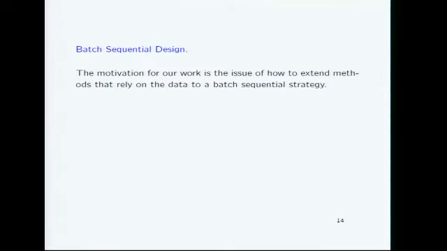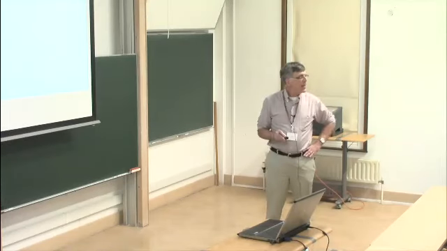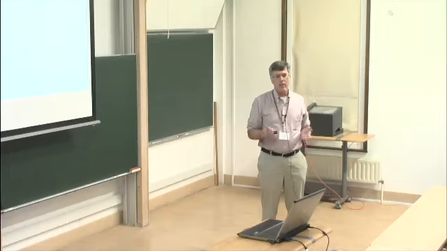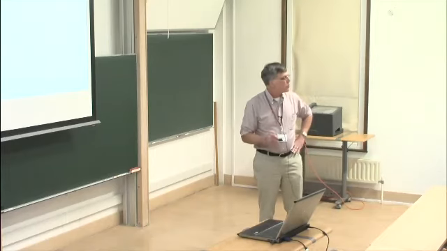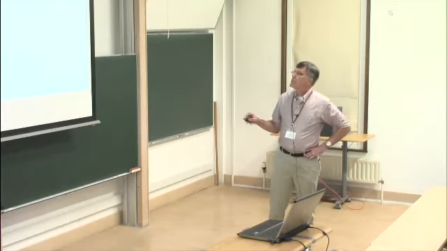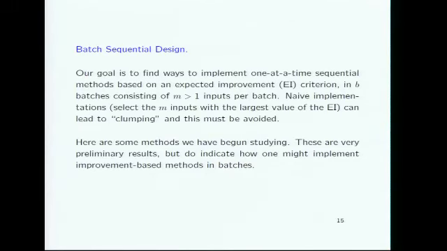And to be more precise, what we decided to focus on is, is it possible to implement some of these improvement criteria in a batch way? And the answer is yes, and you'll see as I start to tell you some of the approaches that we adopt, you probably think of a bunch of others too. So they're not real deep, but you'll see. So as I said, our goal is to find ways to implement one-at-a-time sequential methods based on an expected improvement criteria in B batches of m greater than 1 inputs.